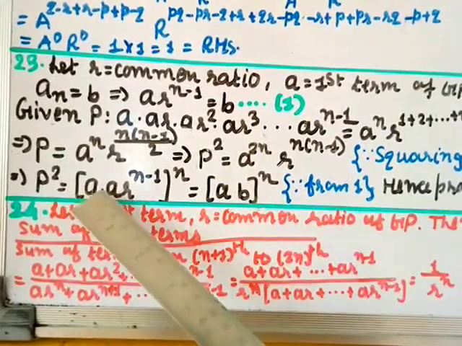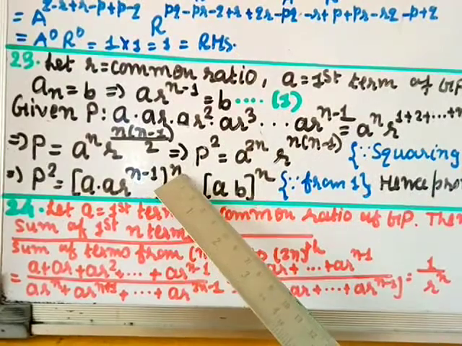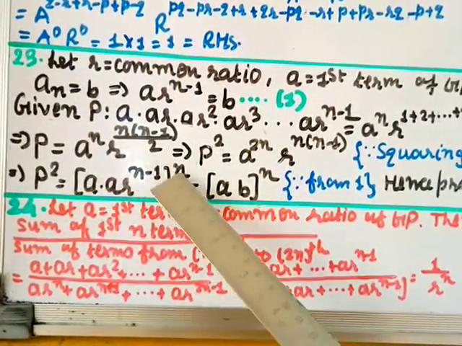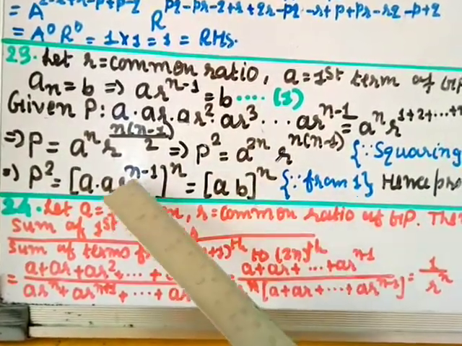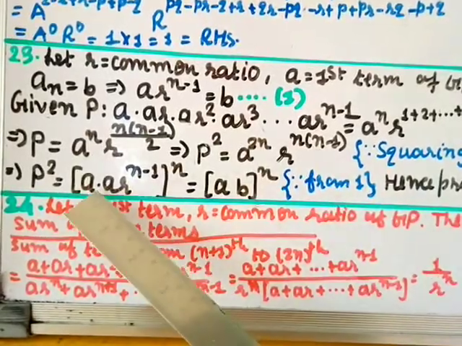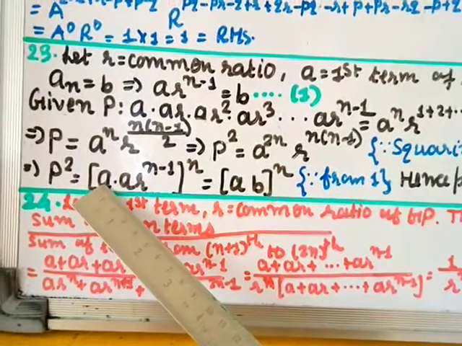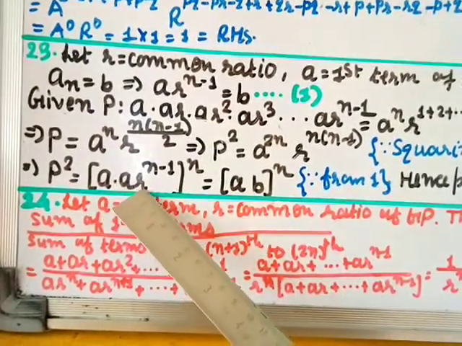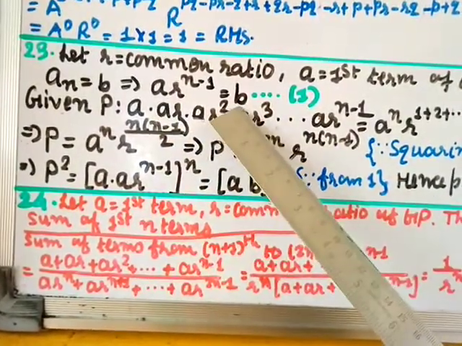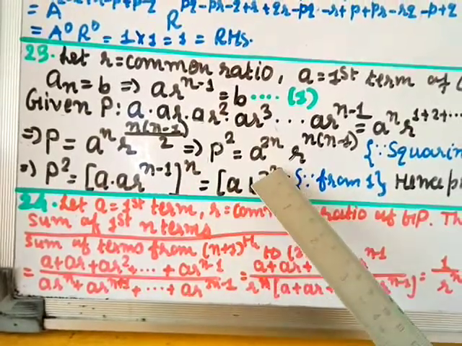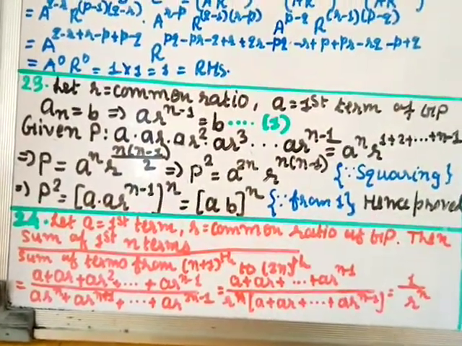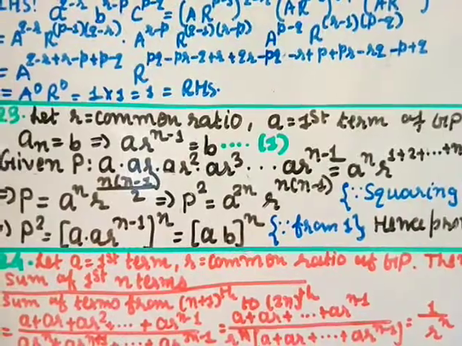Here A square is A into A, and that n is taken as common, so A into A is A square into n will be 2n. Okay, and here n multiply. So you get here A into AR power n minus 1 whole power n. Now A is as it is, and AR power n minus 1 from equation 1 is equal to B, so AB power n from equation 1, and hence proved, that is what you were asked to prove.